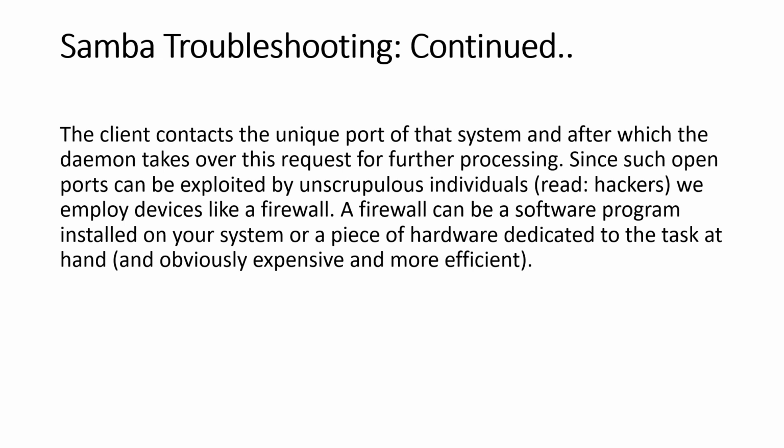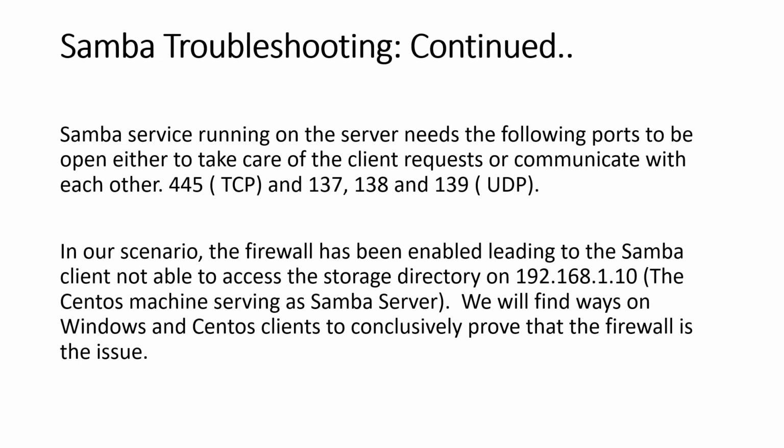Since such ports can be exploited by unscrupulous individuals, read hackers, we employ devices like a firewall. A firewall can be a software program installed on your system or a piece of hardware dedicated to the task at hand, and obviously more expensive and efficient. The Samba service running on the server needs the following ports to be open, either to take care of client requests or communicate with each other. The ports are 445 TCP, and 137, 138 and 139 UDP.